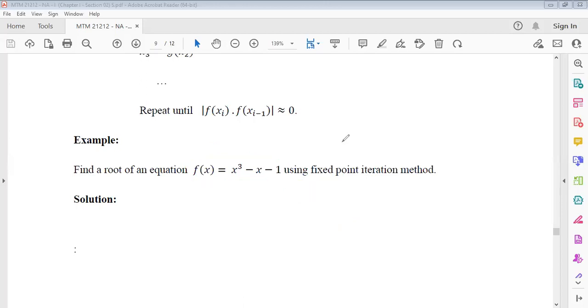I think you have the question in your module, so if not, just write it down quickly so I can explain it on the board.